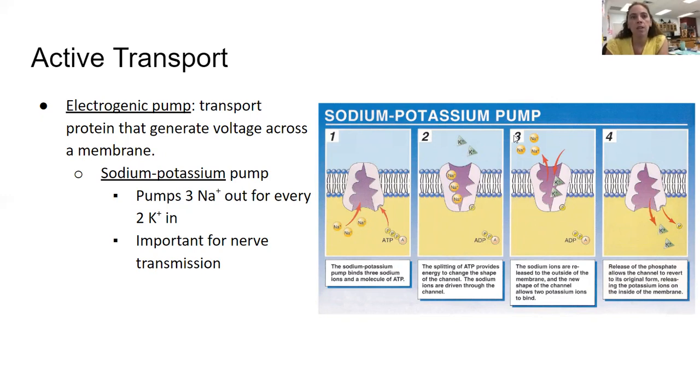Because of this change, we now have 3 sodium outside, 2 potassium in, so this one is less positive or more negative on the inside of the membrane. This becomes very important with nerve transmission and your nervous system being able to function and send signals.